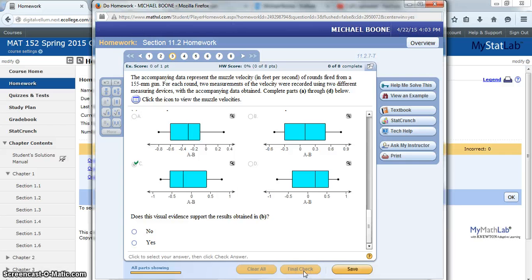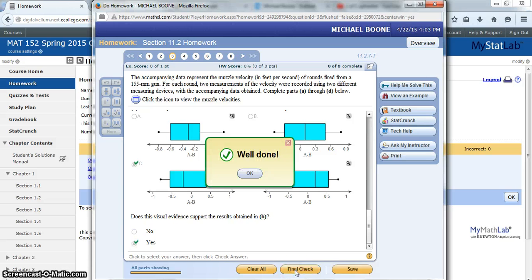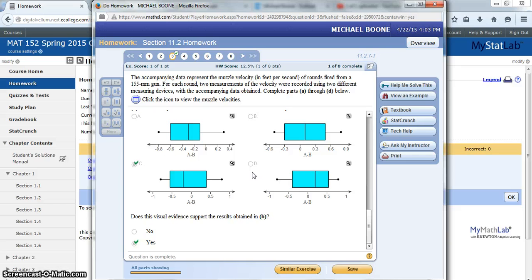One more part, support the result obtained. Yeah, because 0 is maybe in that interquartile range, right? So I kind of like that. It's real close to 0, our interquartile range. So I'd say, yeah. Sweet. So that's how you do one of these dependent sample ones, a matched pair design.